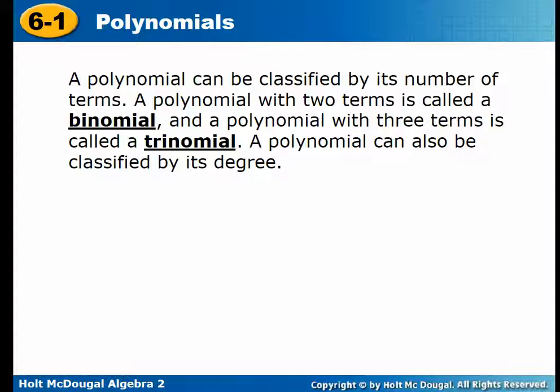You can classify polynomials. Here's some more vocab. If you have 2 terms, we call it a binomial. Bi means 2. And if you have 3 terms, you call it a trinomial.